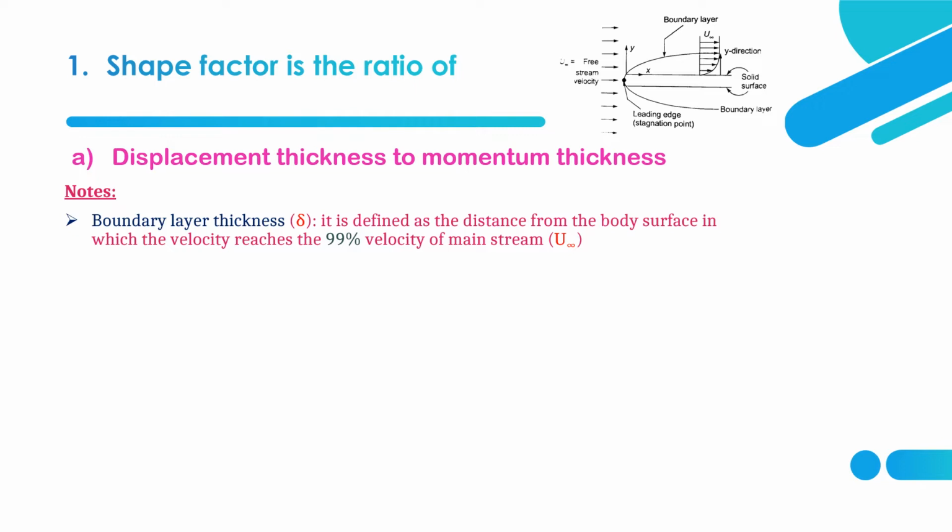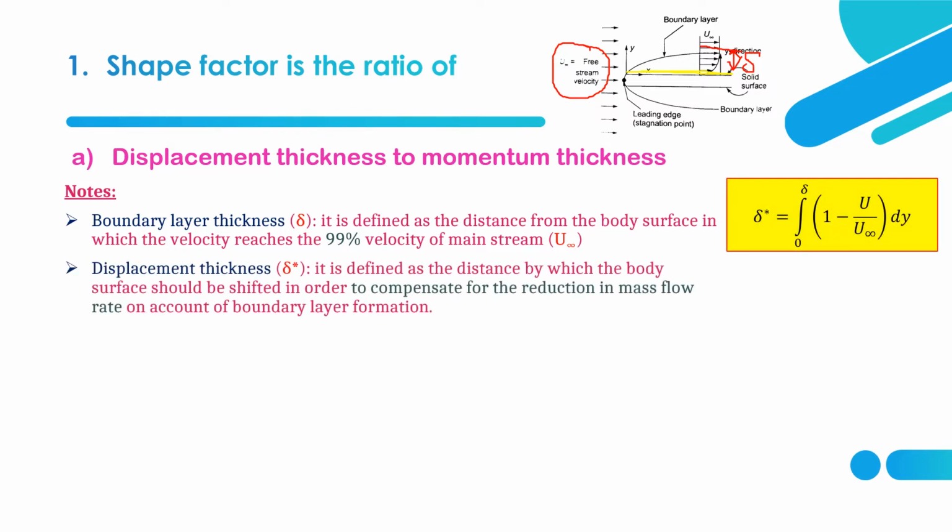First one, boundary layer thickness. What actually is the boundary layer? Here you can see in this diagram. It is defined as the distance from the body surface, this is the body surface, up to which the velocity reaches 99% of velocity of mainstream. So here you can see the velocity of mainstream or free stream velocity. 99% of this velocity is reached here. So this distance is termed as boundary layer and is denoted by delta. So mainstream velocity is denoted by u suffix infinity.